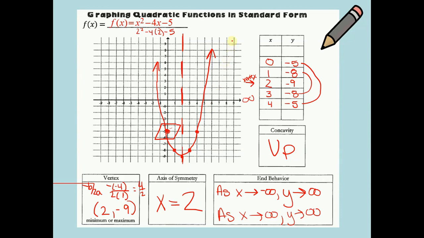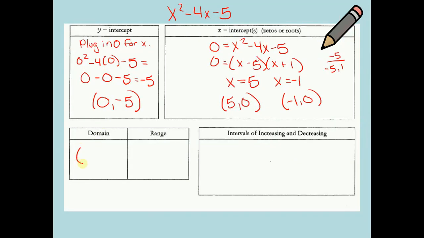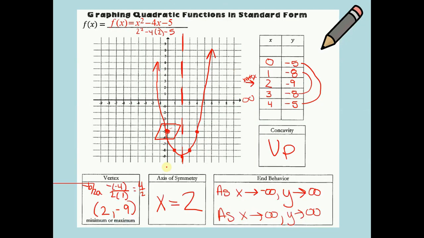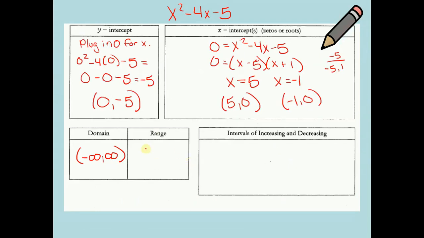It's going to grow all the way in the positive x. So my domain is from negative infinity to infinity. If I look at my range now, it looks like I'm starting at negative 9 and I'm going to the positive, as evidenced by my end behavior. So I'm starting at negative 9 going to infinity, because remember, range is bottom to top.